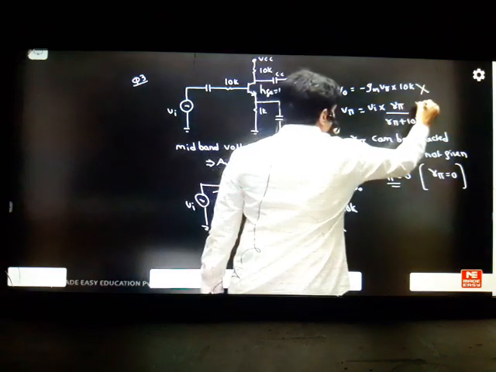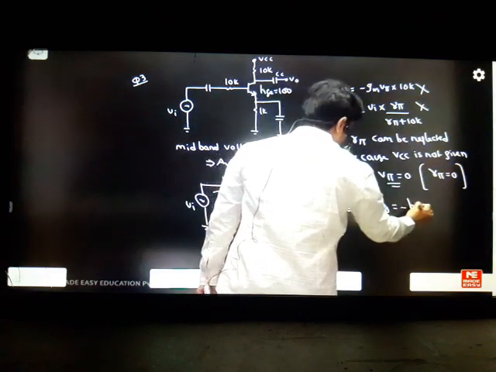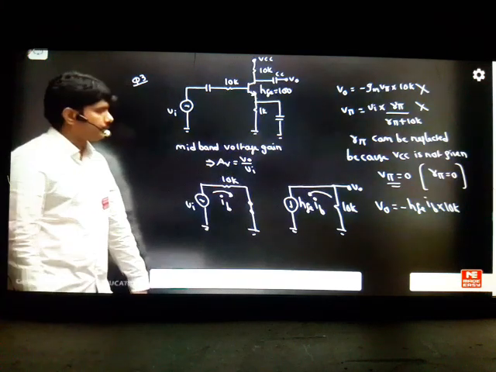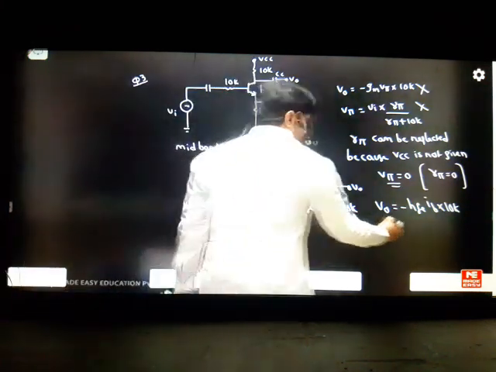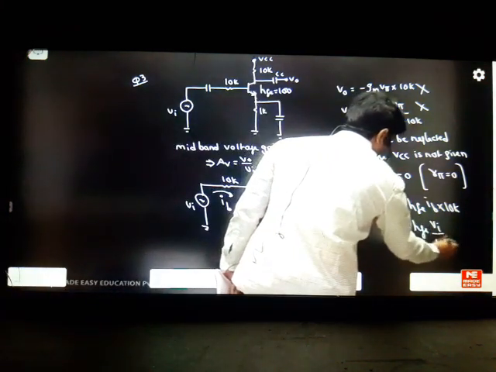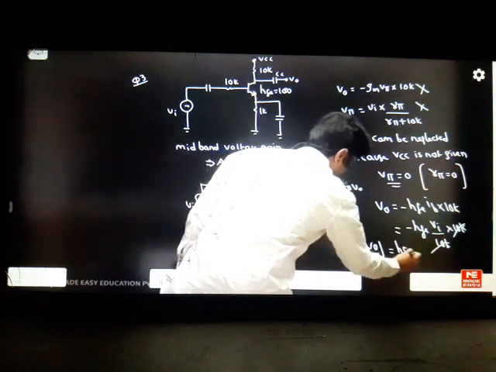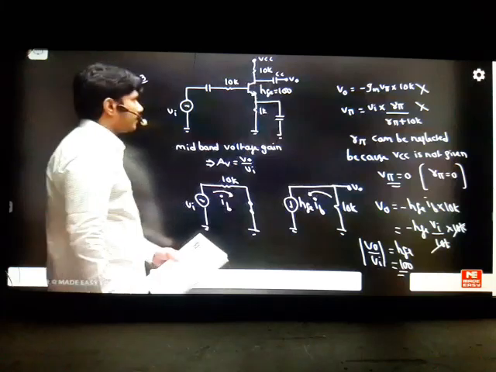So this formula is not useful now for us. So V0 is equal to minus HFE IB into 10K. Like this you can write. In terms of voltage we cannot find, in terms of current we can find it. So IB is nothing but VI by 10K. This is 10K. 10K is cancelled. So output by input in magnitude, it is HFE, which is nothing but 100. So answer is 100 is the correct answer.